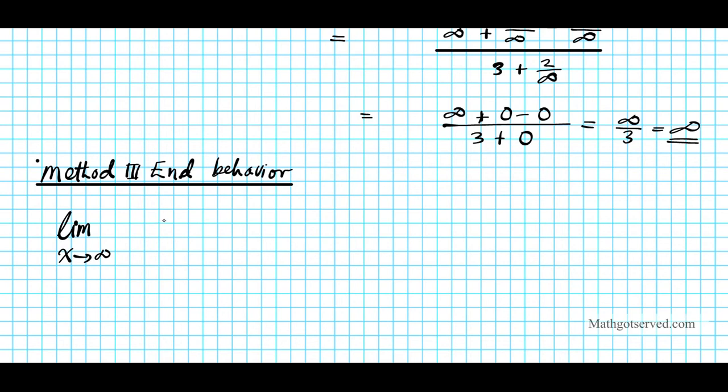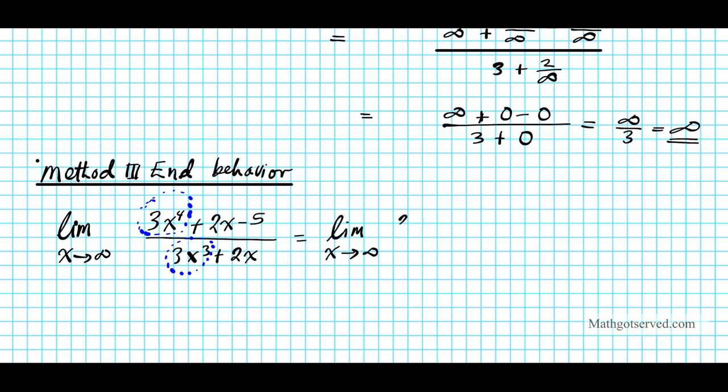Of, let's rewrite the problem, 3x to the fourth plus 2x minus 5 over 3x to the third plus 2x. Now, the end behavior model is determined by the term with the biggest degree on the top, which is 3x to the fourth, and the term with the biggest degree in the denominator, which is 3x to the third. So we're just going to extract those two. So this limit is basically going to be the limit as x approaches infinity of 3x to the fourth divided by 3x to the third. So we just reduce this.